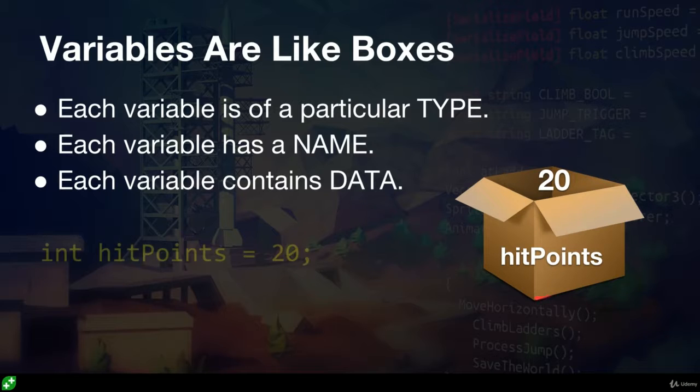In this example, we would write this in our code as int, which stands for integer, which means it's a whole number. Hit points, that's the name that we've given to our variable, starts with a lowercase letter when we're writing a variable. Equals, now it's not equals, it's an assignment. You need to think of this as we're assigning whatever is on the right side to be the value of the left side. So hit points has a value of 20 and then a semicolon at the end. So our hit points box, our hit points variable, now contains the data of 20.